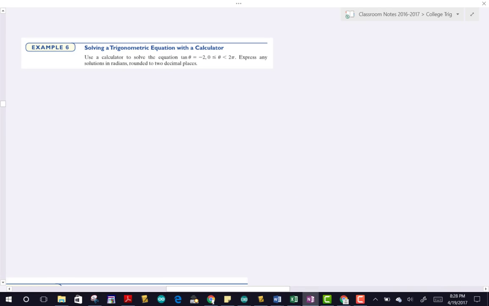You want to be really careful, because the problems that you can use your stat calculator to solve tend to be the most complicated ones. So what we want to do on this one, we're trying to find the angle where the tangent of theta is equal to -2, and we're looking for solutions that are between 0 and 2 pi. And because we're using our calculator, you might want to think about this interval as being between 0 and approximately 6.28.